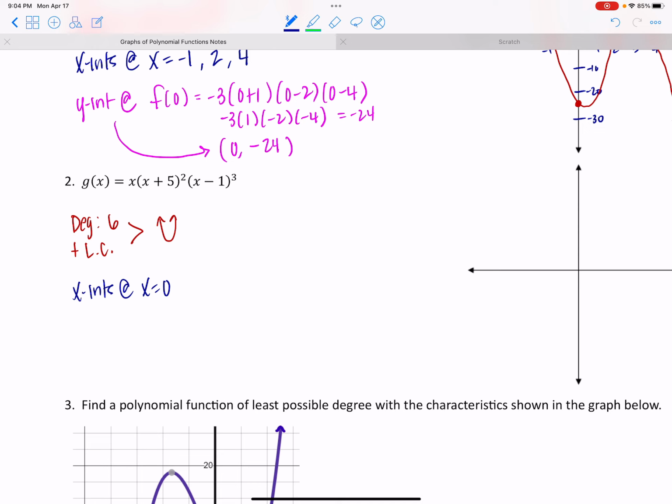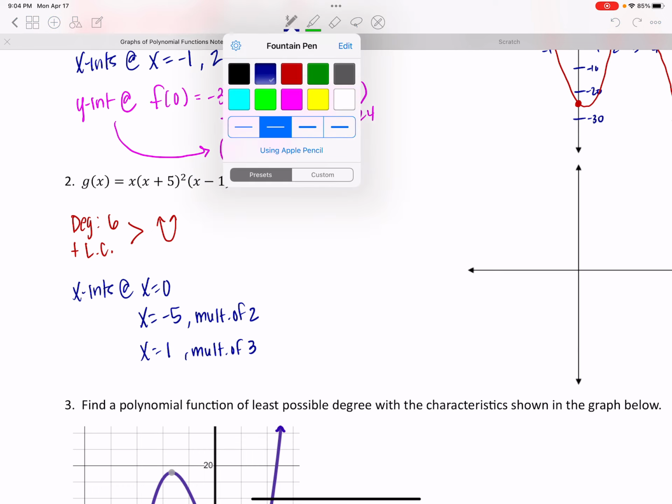Now, at x equals -5, we have a multiplicity of 2. This root at -5, this x-intercept, should look like a parabola. And then at x equals +1, we have a multiplicity of 3. So at this root, we should look like a cubic function. We should have an inflection point there.